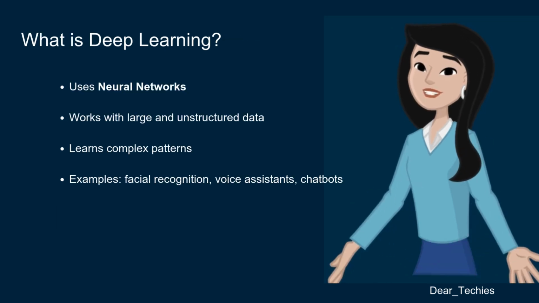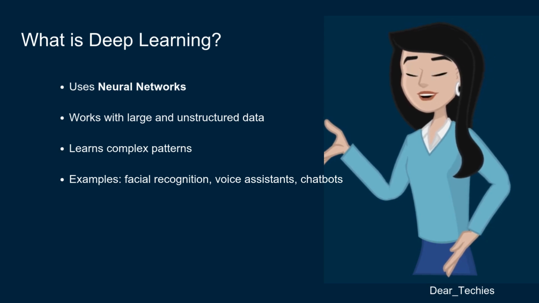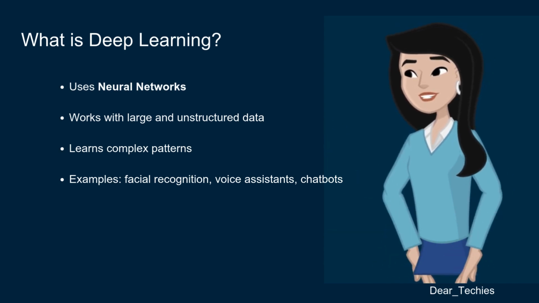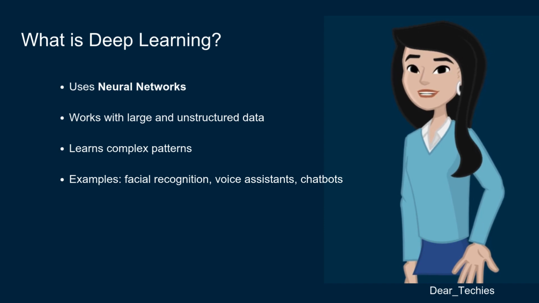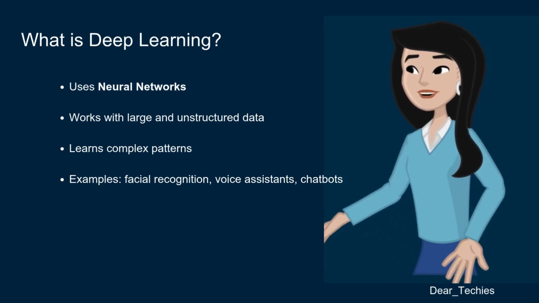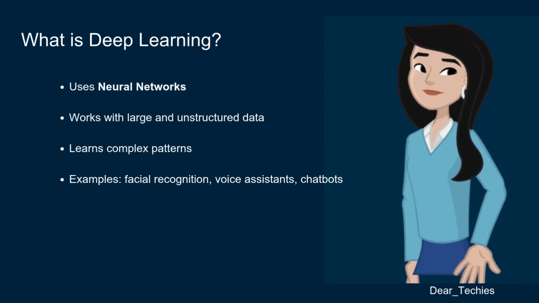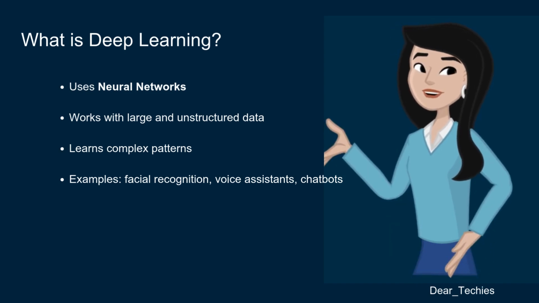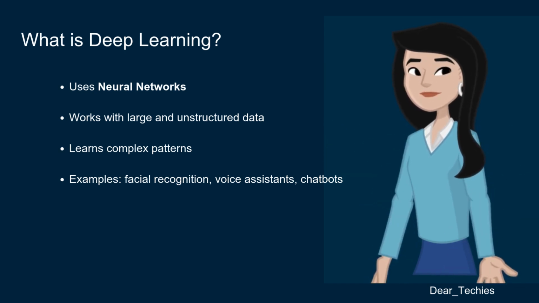Deep learning is an advanced form of machine learning that uses neural networks, systems inspired by the human brain. Deep learning can understand complex images, voice, text, and videos. It works extremely well when the data set is large. Tools like facial recognition, Siri, Alexa, self-driving cars, and even ChatGPT use deep learning.